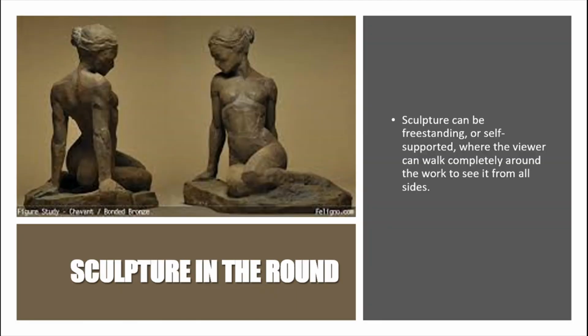Let us discuss it a little bit more. So you have sculpture in the round, a sculpture that can be freestanding, self-supported. In other words, it doesn't need to be hung on a wall or need anybody to hold it up. Like the picture you see there, that's something you can look at from all angles. Alright, from top to bottom, side, wherever. So that's considered a sculpture in the round. Alright?